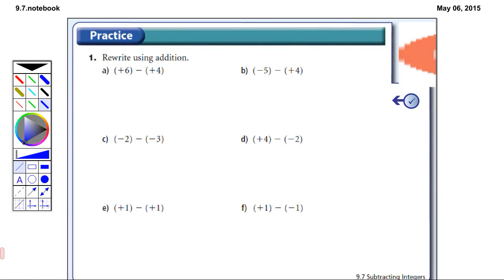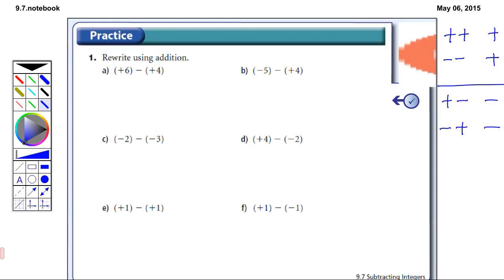Okay, question number 1. Rewrite using addition. So the first thing I'm going to do is write down my rules so that I can remember what my rules are, and I'll write them off to the side. So if I see a plus plus, I know that's going to turn into a plus. If I see a minus minus, it's going to turn into a plus as well because of the same signs. If I see a plus minus together, I know that's going to turn into a minus. If I see a minus plus, that's also going to turn into a minus because the signs are different. So those are my rules right there.